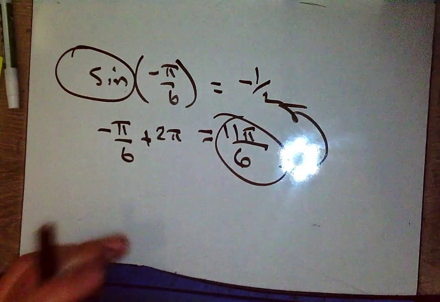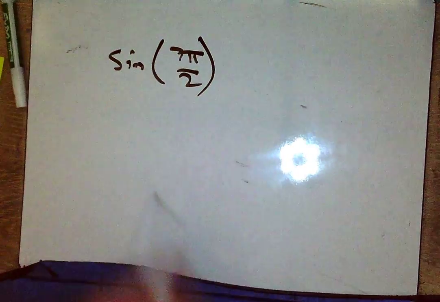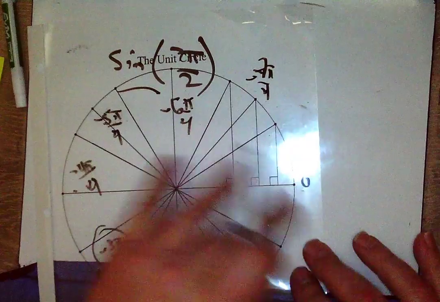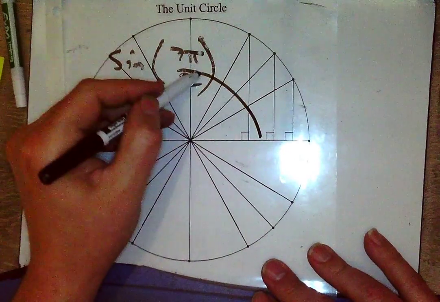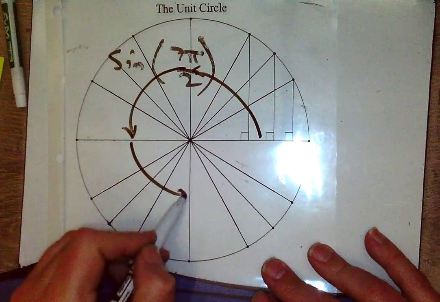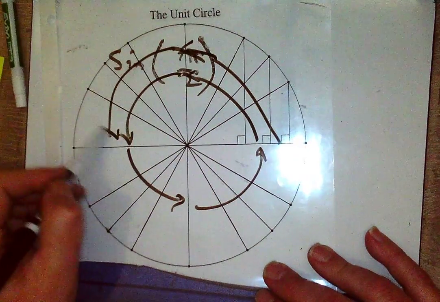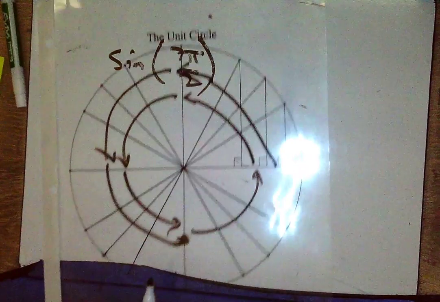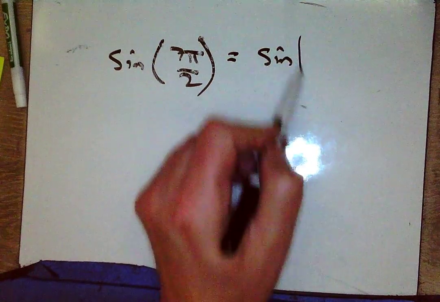Let's just squeeze in a couple more. How about sine of 7 pi over 2? Okay, so we can do this one in two ways. We can count the pi over 2's. 1 pi over 2, 2 pi over 2, 3 pi over 2, 4 pi over 2, 5 pi over 2, 6 pi over 2, 7 pi over 2. So there's 7 pi over 2, and we want the sine of that.